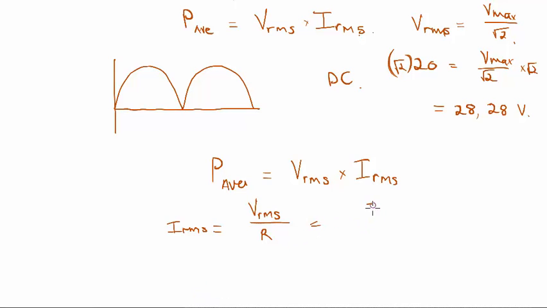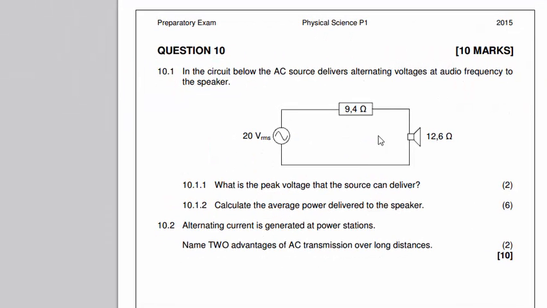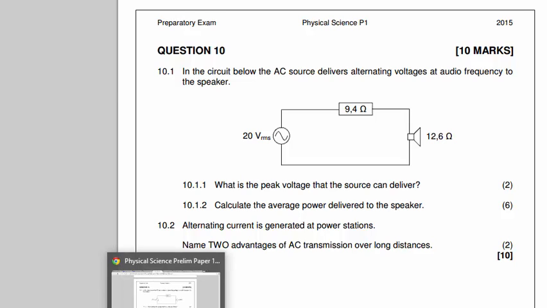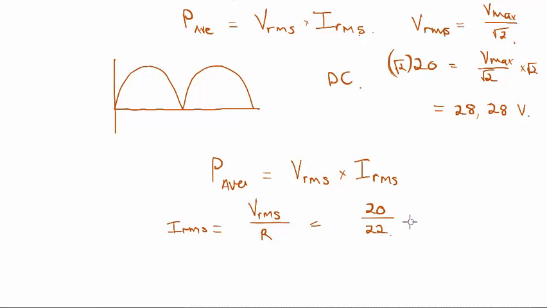In our case it's 20 divided by our resistance here. Our resistance here is 9.4 and 12.6, which gives me 22. Is it? Yes, 22. So 20 divided by 22 gives me 0.0909. If there's nothing in front of the comma, I like to round to at least 3 decimal places. But this one I'm not going to round, because it's not what they asked me.